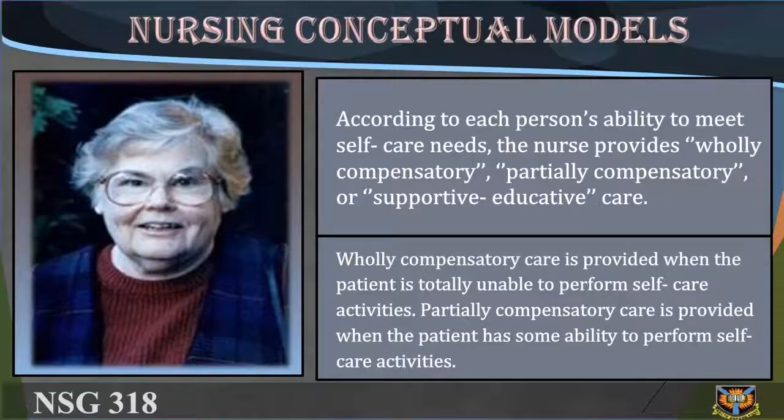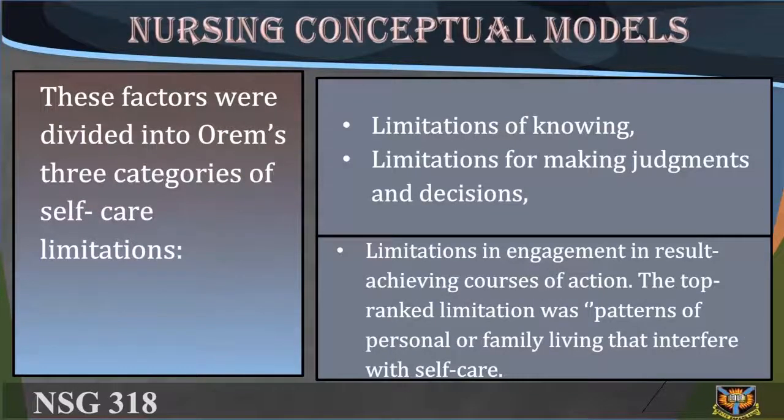Beach et al., 1996, used Orem's self-care deficit theory to study factors associated with patient self-care activities after an acute myocardial infarction. These factors were divided into Orem's theory categories of self-care limitations: limitations of knowing, limitations in making judgments and decisions, and limitations in engaging in result-achieving courses of action. The top-ranked limitation was patterns of personal or family living that interfere with self-care.